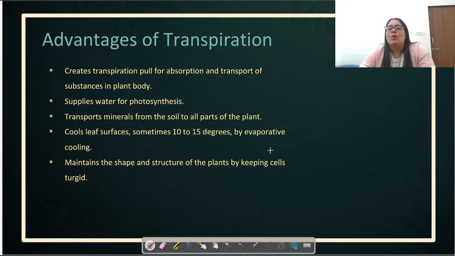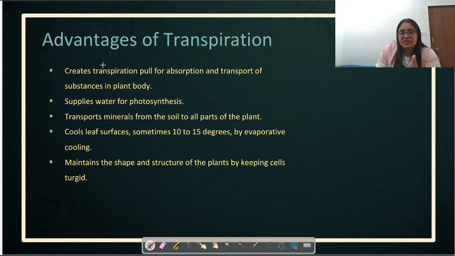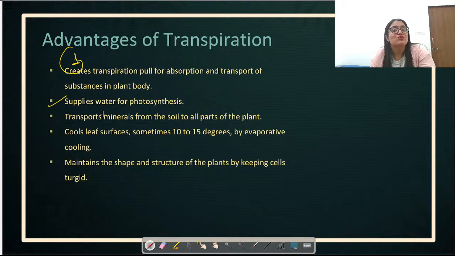So these are a few advantages of transpiration also given in your NCERT. Let me give you a quick run through it. Why is transpiration important, what are the advantages? A very important advantage: it creates a transpiration pull, and without this transpiration pull, ascent of sap cannot take place. Next, it supplies water for photosynthesis. Yes, photosynthesis also requires water. Water and CO2 are important ingredients needed for photosynthesis to start, along with light energy.